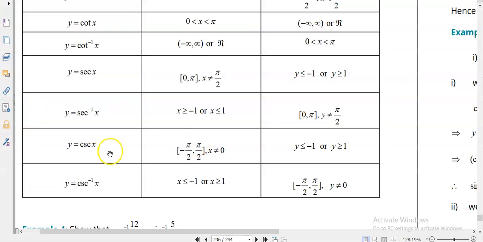And the table in the book tells that the principal function has the domain of minus pi by 2 to pi by 2 including, where x is not equal to 0, and range is y less than or equal to minus 1 or y greater than or equal to 1. While the cosecant inverse function tells us that x is less than or equal to minus 1 or x is greater than or equal to 1. You can see this domain, and range is minus pi by 2 to pi by 2 including, where y is not equal to 0.